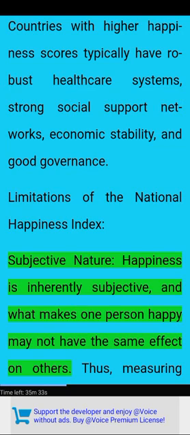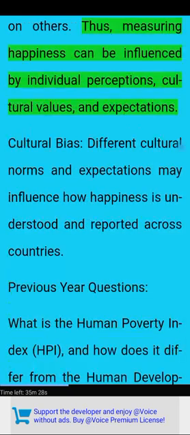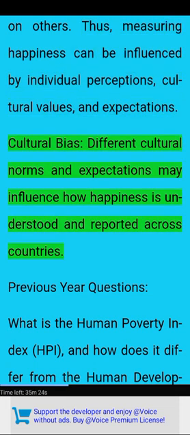Limitations of the National Happiness Index. Subjective nature. Happiness is inherently subjective, and what makes one person happy may not have the same effect on others. Thus, measuring happiness can be influenced by individual perceptions, cultural values, and expectations. Cultural bias. Different cultural norms and expectations may influence how happiness is understood and reported across countries.